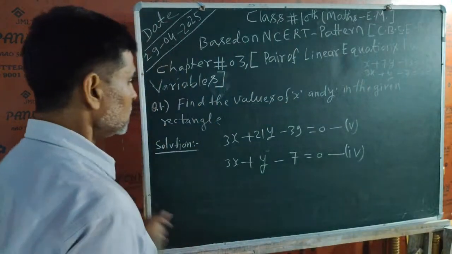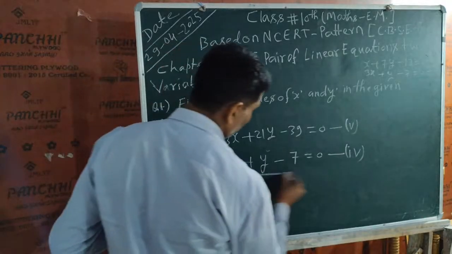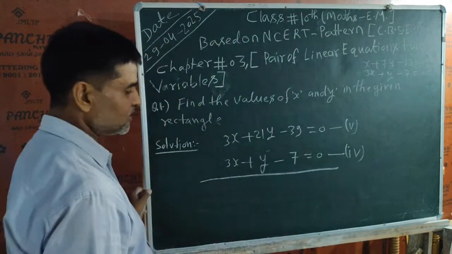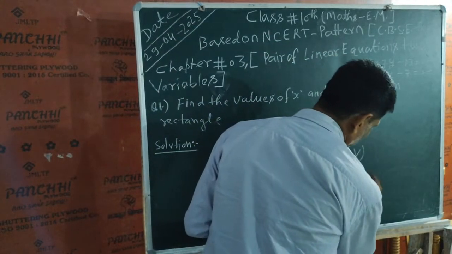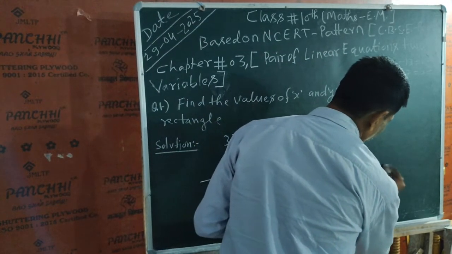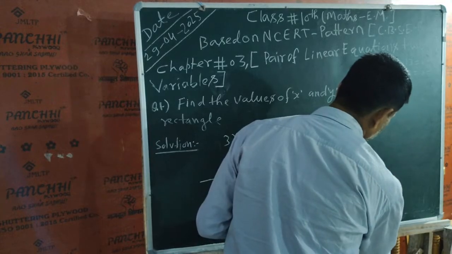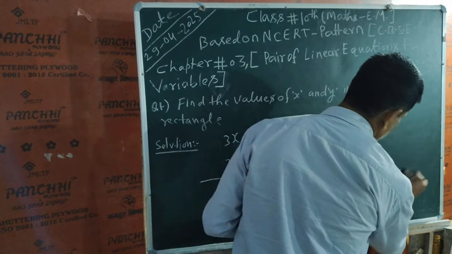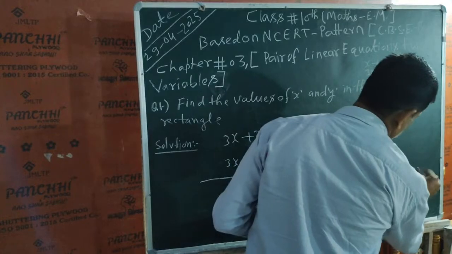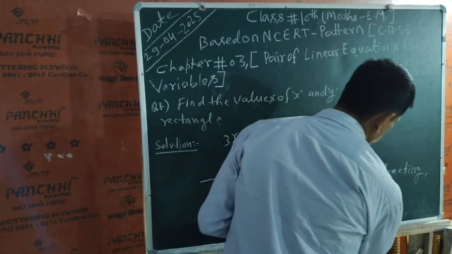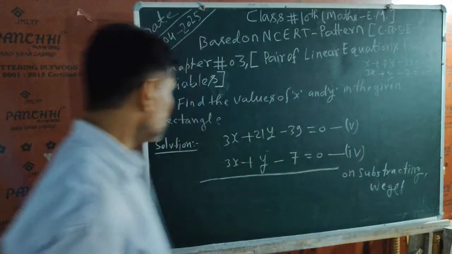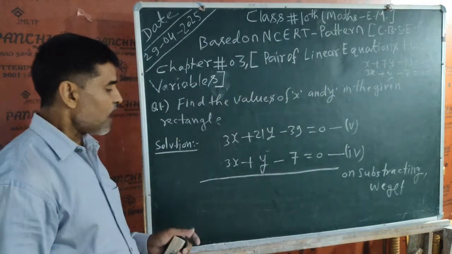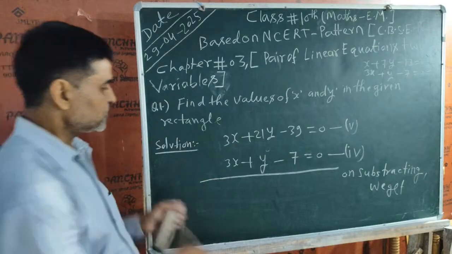Okay, student. So again here I am going to use the concept of the elimination method. Here I will use subtraction; on subtracting we get. Okay, student. So on subtracting, I have to change each term's sign.